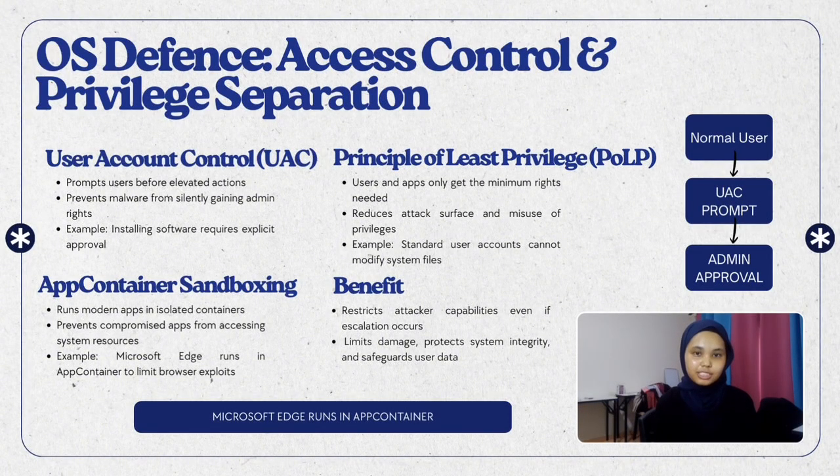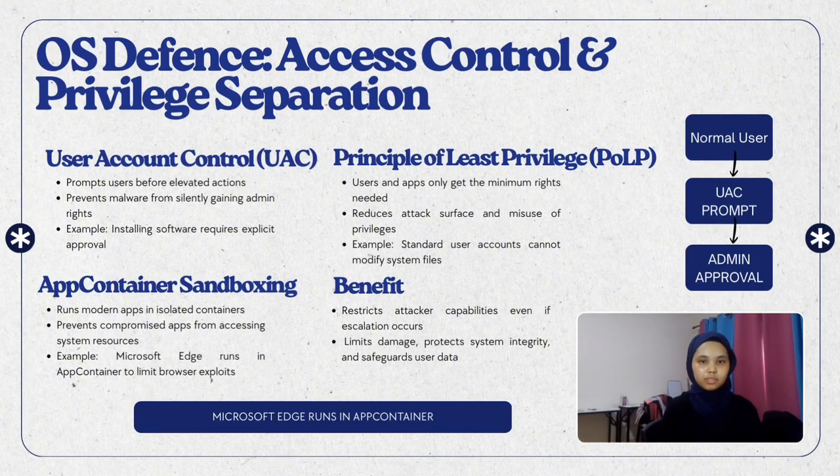Next is the principle of least privilege. This means users and applications are only given the minimum access they need to function. So, a regular user can't modify system files, and an app like a text editor won't have access to sensitive areas. This reduces the attack surface and limits what an attacker can do if they gain access.